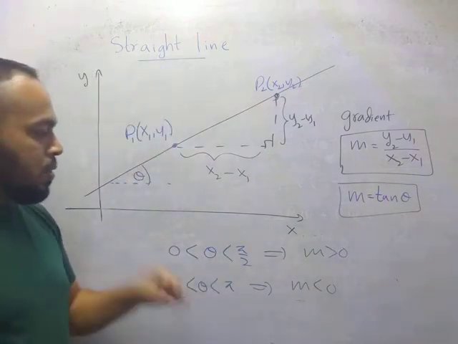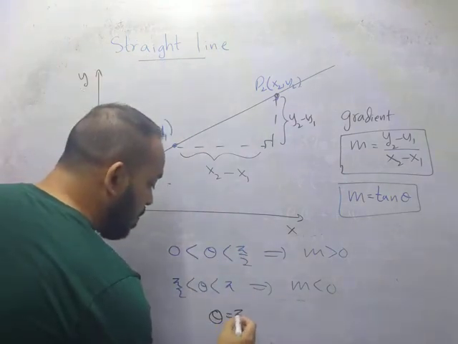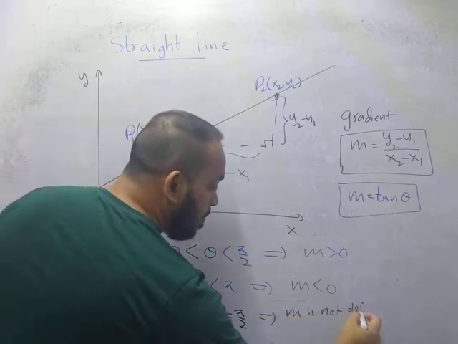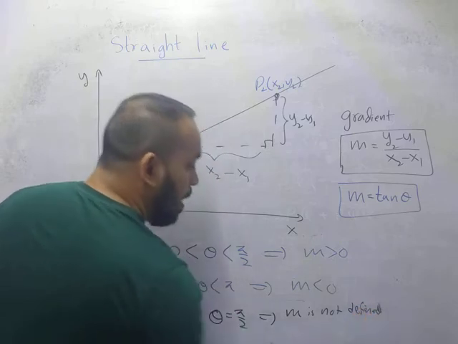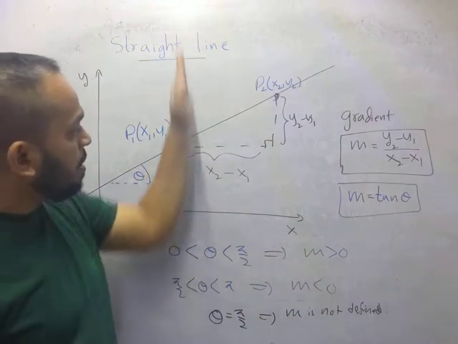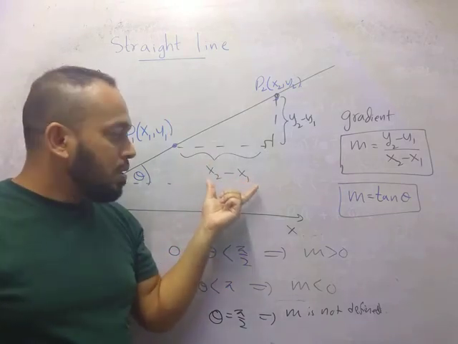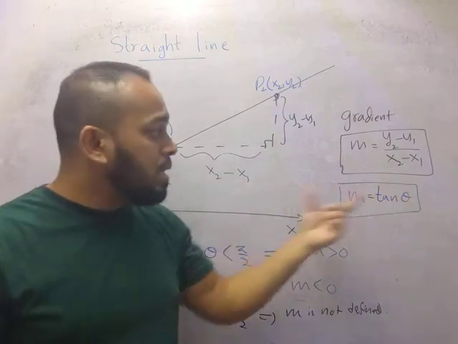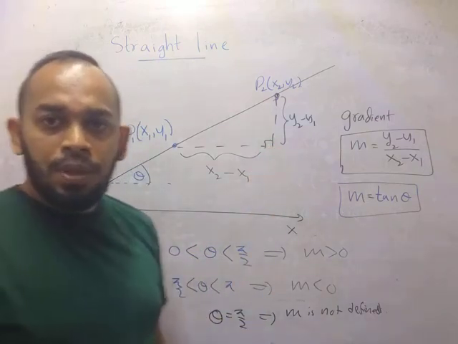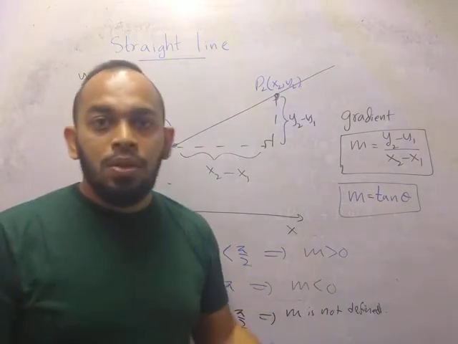Okay. So when theta is pi by 2, then m is not defined. You can't define the gradient, because when theta is pi by 2, the straight line is vertical. In that case, the difference of x coordinates will be 0. So when it is 0, m is undefined, infinite, undefined at theta pi by 2. So we assume that theta is not equal to pi by 2. For any other theta values, we can define the gradient.